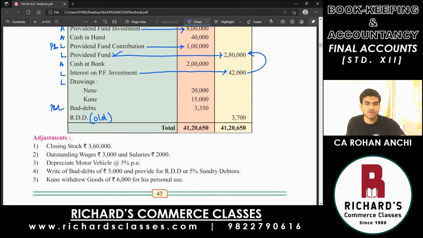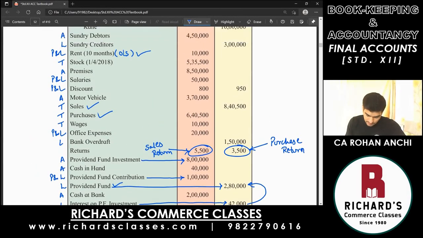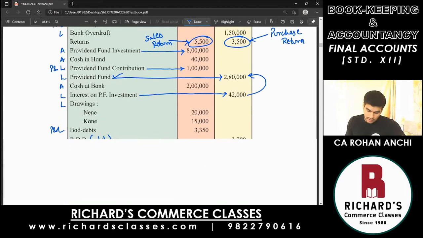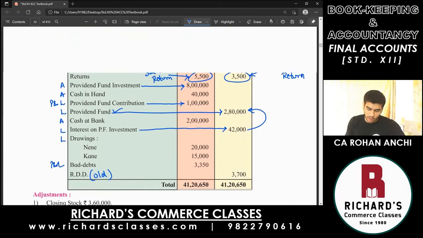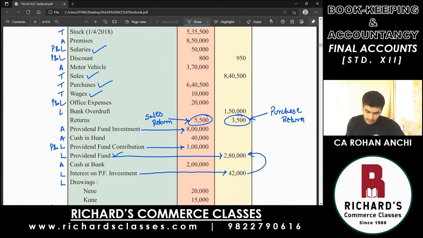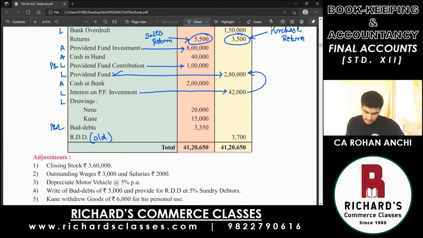Point number 2, outstanding wages 3,000 and salaries 2,000. Tick mark both those expenses, wages and salaries. Outstanding. Then depreciate motor vehicle at 5%. Common adjustment of depreciation. Tick mark motor vehicles. Value is reducing. Then write off bad debts of 5,000 and provide for RDD at 5% on sundry debtors.